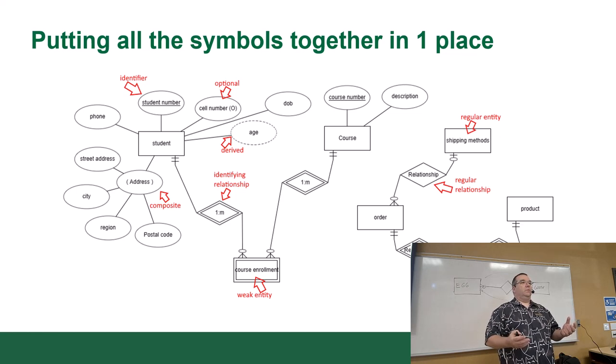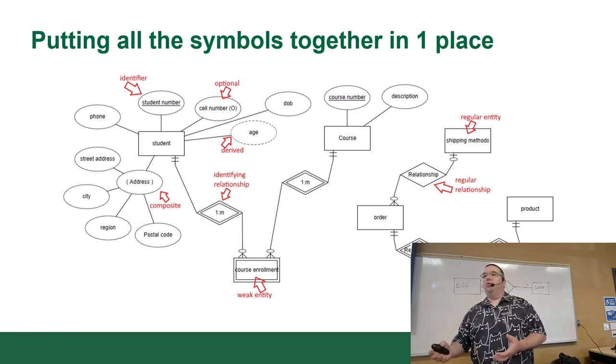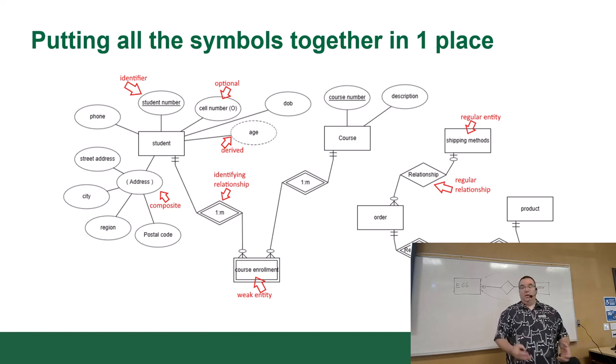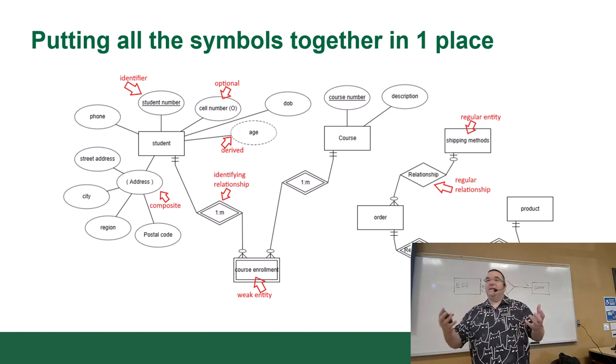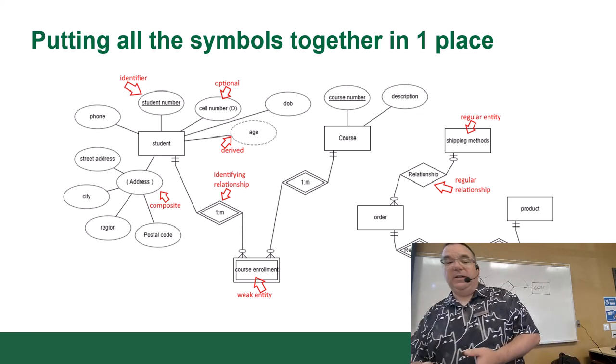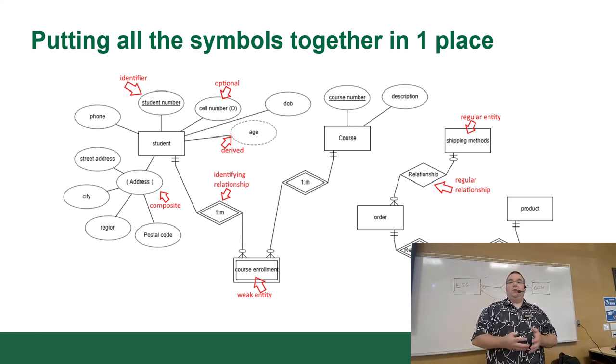Right? Can a student be enrolled in a course without a student? And a course enrollment exists without a course? No. Therefore, course enrollment is a weak entity. Technically, if we want to really talk about it, it would be an associative entity also. But in this case, it's not.